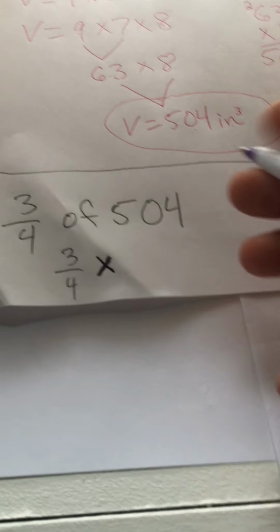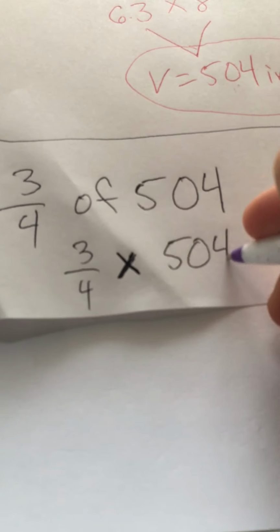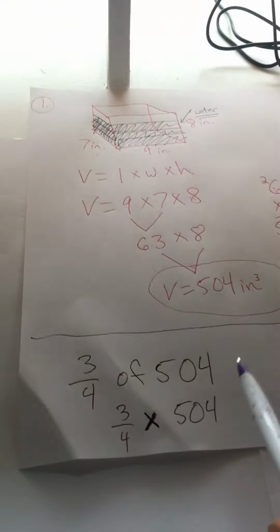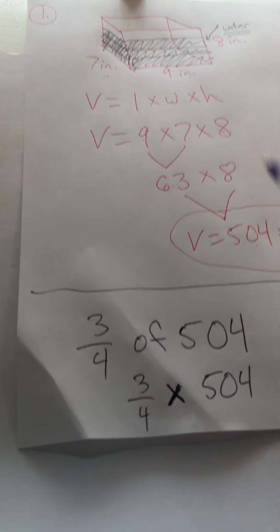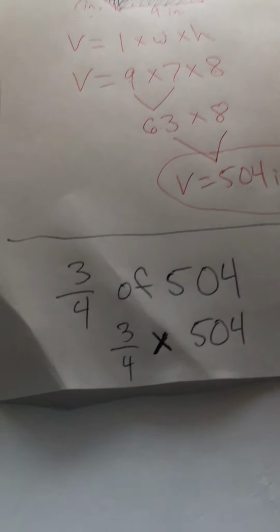When you see that word "of," we're going to be multiplying 3/4 times the 504, which is the volume of the whole thing. So 3/4 of this whole volume will give us the volume of just the water. Okay? So 3/4 times 504.